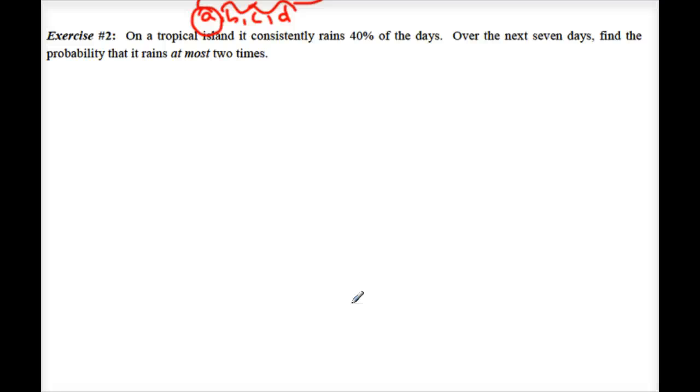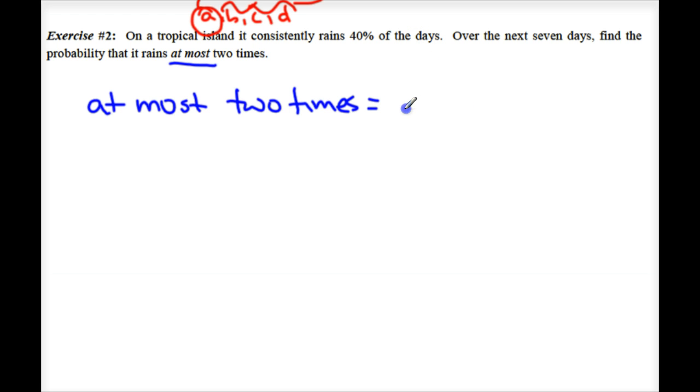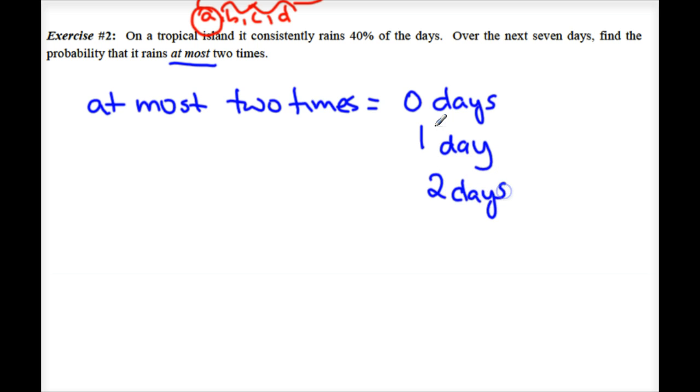On a tropical island, it consistently rained 40% of the day. Over the next 7 days, find the probability it will rain at most 2 times. So at most 2 times means it can rain 0 days, it can rain 1 day, it can rain 2 days. So we have to find the probability of each.